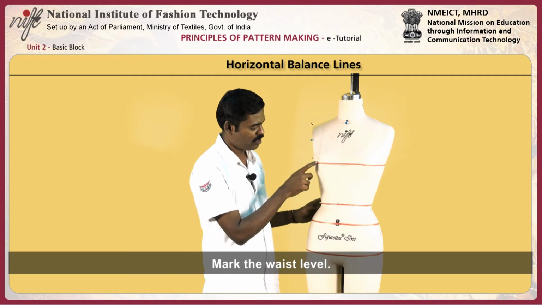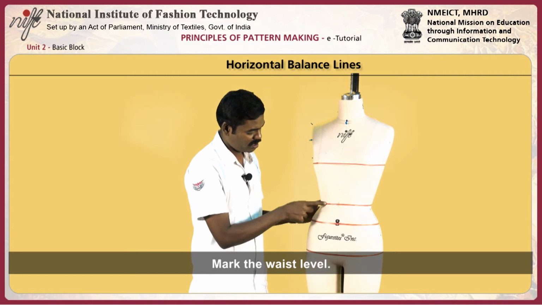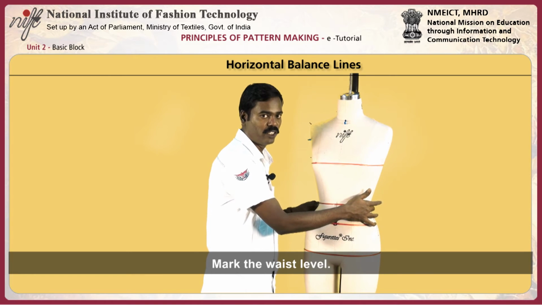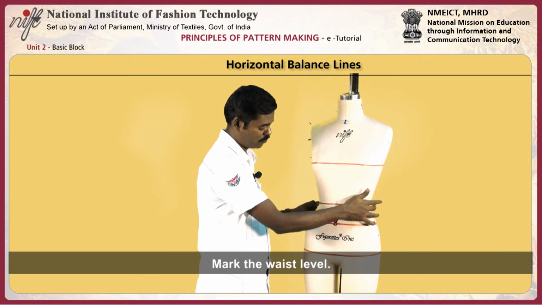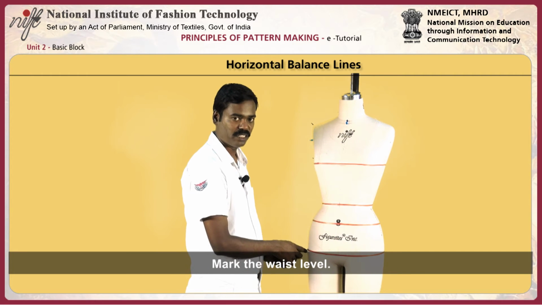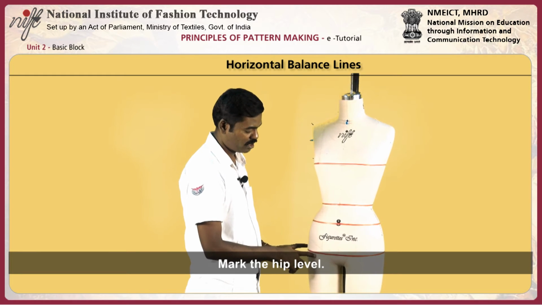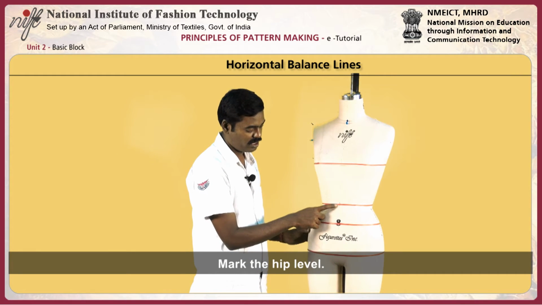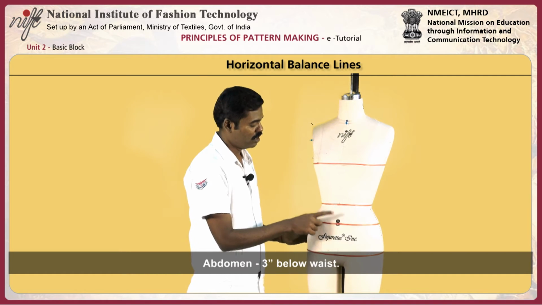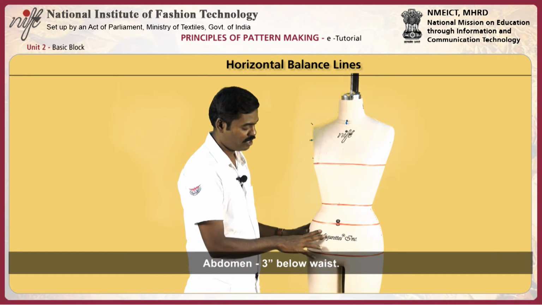Similar to the bust level, mark waist level. Waist is the narrowest part of the upper torso. Then measure the widest part of the lower torso and mark hip, and 3 inches from the waist level mark abdomen level. All the measurements should be parallel to the floor.